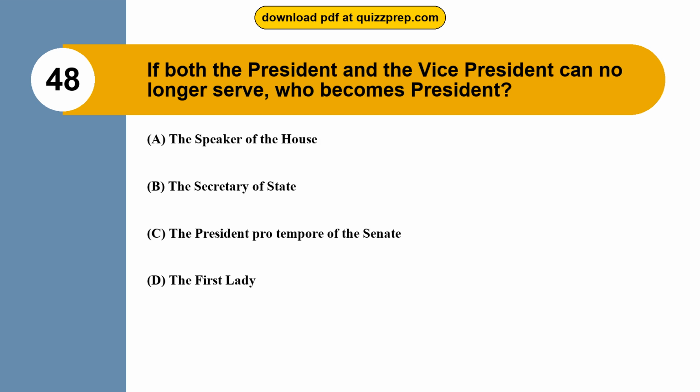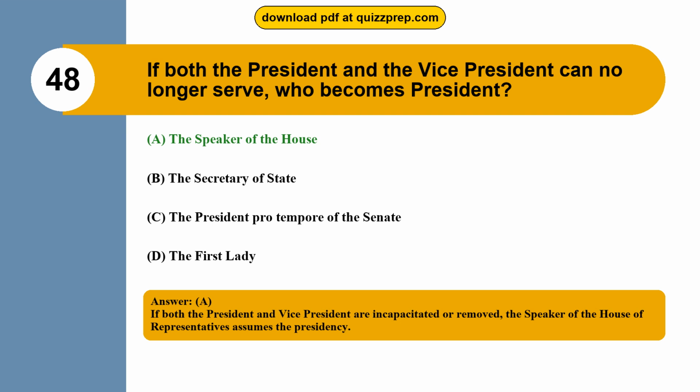Question 48. If both the president and the vice president can no longer serve, who becomes president? Option A. The Speaker of the House. Option B. The Secretary of State. Option C. The President pro tempore of the Senate. Option D. The First Lady. The correct answer is option A, the Speaker of the House. If both the President and Vice President are incapacitated or removed, the Speaker of the House of Representatives assumes the presidency.